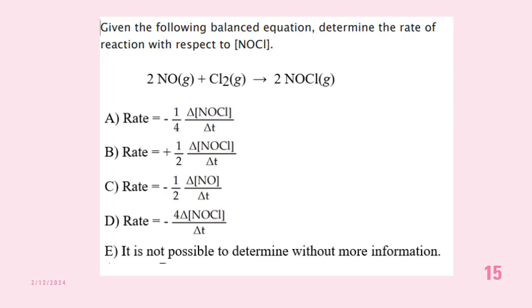Okay, the next question is, given the following balanced equation, determine the rate of reaction with respect to NOCl. So NOCl is the product and 2 is the coefficient. So it should be 1 over 2 and it should be plus, the change in concentration of NOCl divided by the change in time. So I have to look for that. So that's going to be this one.